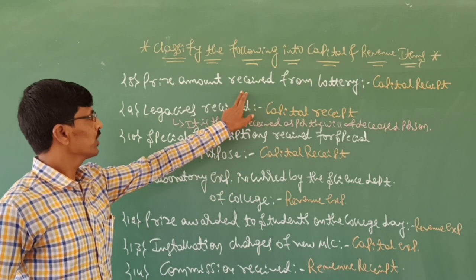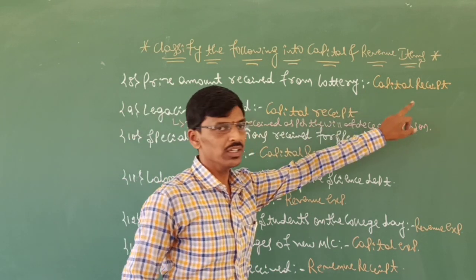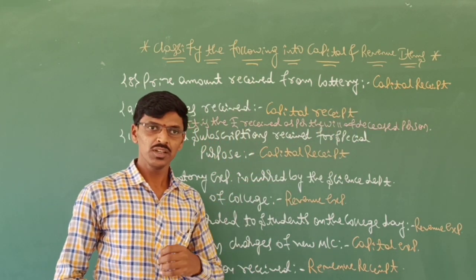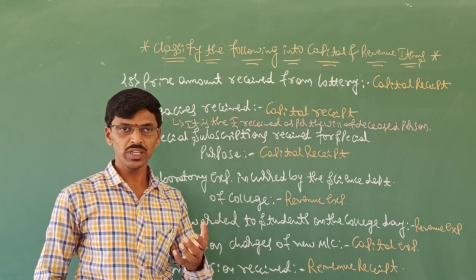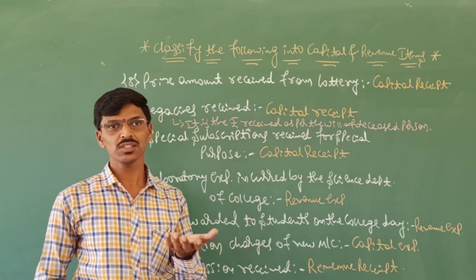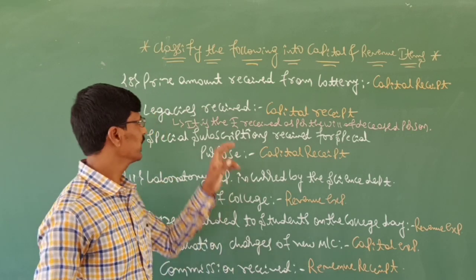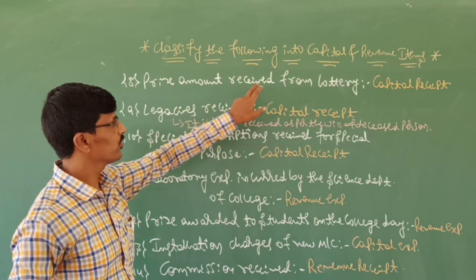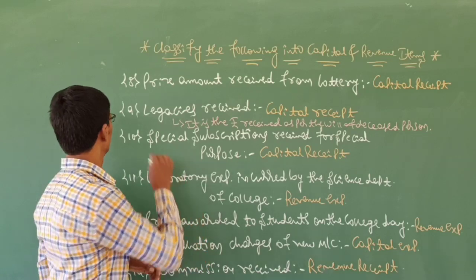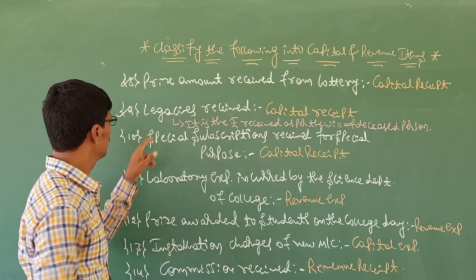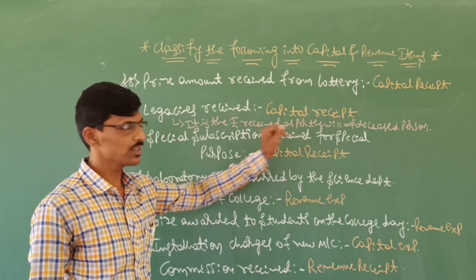Eighth, prize amount received from a lottery. It is a capital receipt because it is generally a huge amount, and it depends on luck. Then ninth is legacies received. It is a capital receipt.